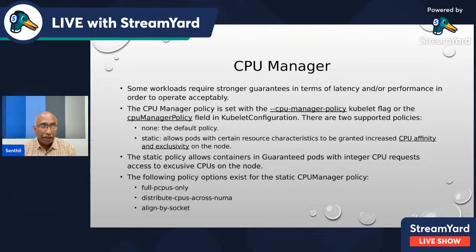And containers in Kubernetes can belong to three different quality of service classes. One is best effort, the second one is burstable, and the third one is guaranteed. Depending on these three quality of service classes, the CRI as well as the Linux kernel will determine how best to allocate and manage the CPUs.